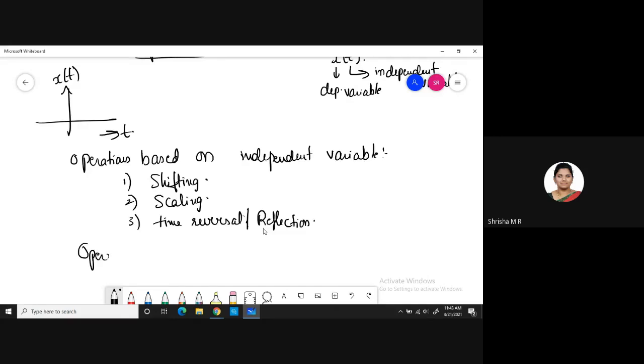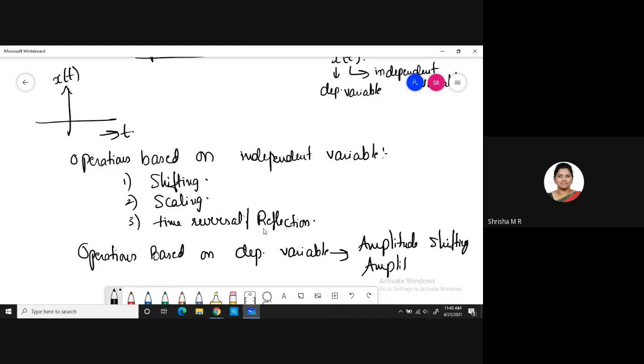Operations based on the dependent variable are two types: amplitude shifting and amplitude scaling. Also addition and multiplication will come under this only. So today's topic is operation on the independent variable.